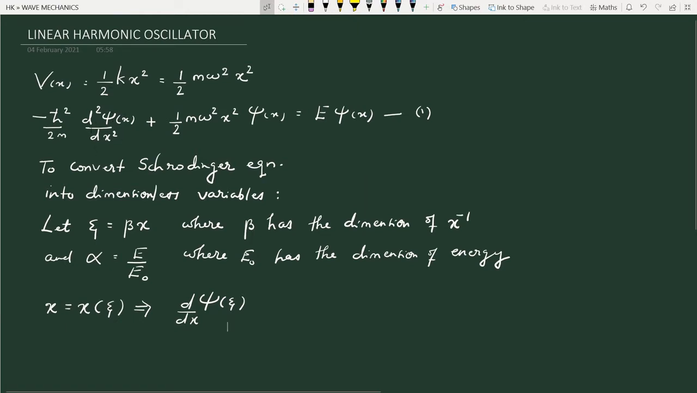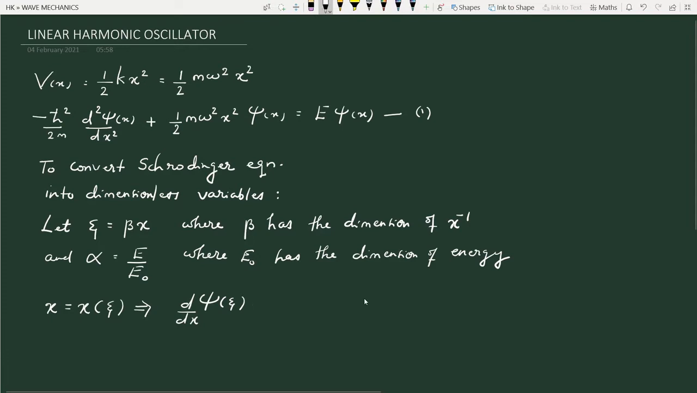Now, since x is a function of theta, see here theta is equal to beta times x. So x is a function of theta now. That means psi, the wave function psi, is also a function of theta. So I want to re-express this wave function and its first and second derivatives completely in terms of theta. If x is a function of theta, it implies psi is also a function of theta. Then how do we evaluate this quantity d by dx of psi theta?